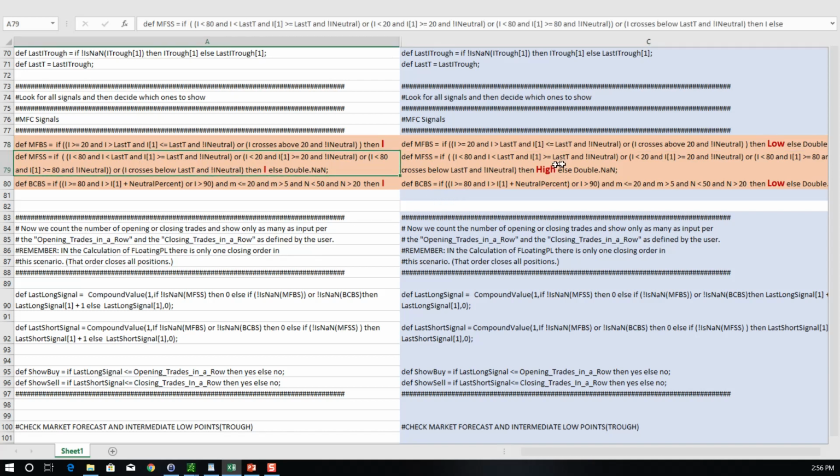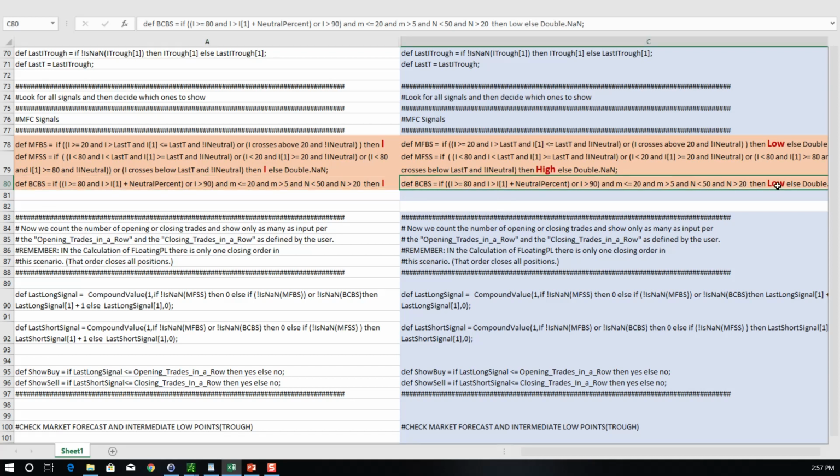So when we sell, we want to have an arrow at the high. So that's why we're changing that from I to high. And then finally, remember this was the bullish confirmation buy signal, and we still will use that, but we're going to have the little arrow show up at the low of that candle on the upper graph.